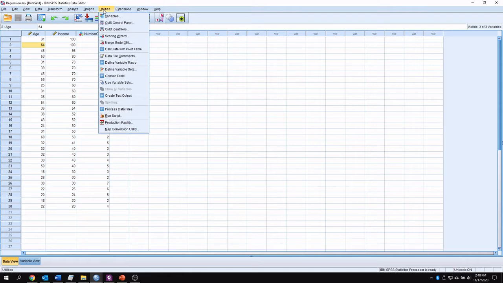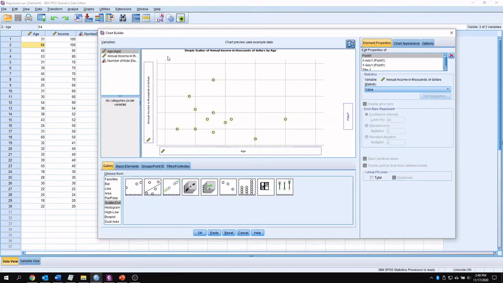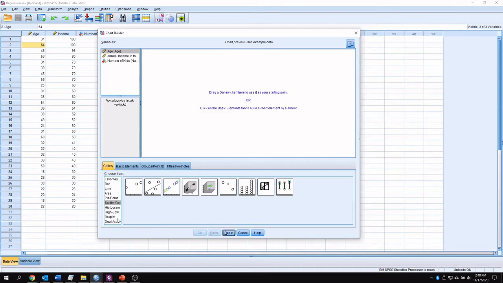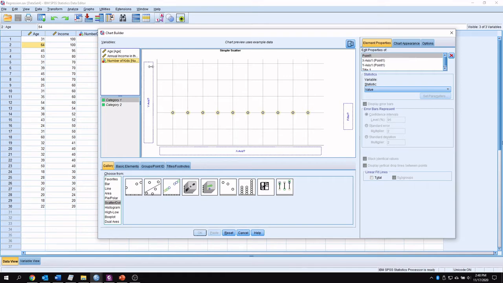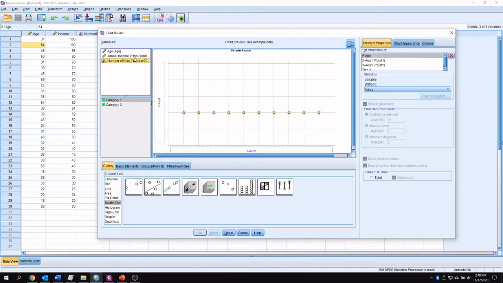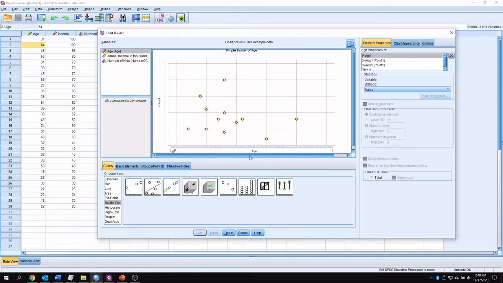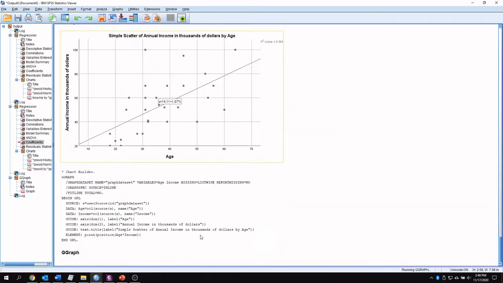So we're going to go up to Chart Builder, and we're going to create a scatter plot. So we go down here, we click Scatter, and the first one we'll do. Our predictor variable today is going to be our age, and our outcome variable is going to be our annual income. And we put that in the y-axis, excuse me. And then we're going to click OK.